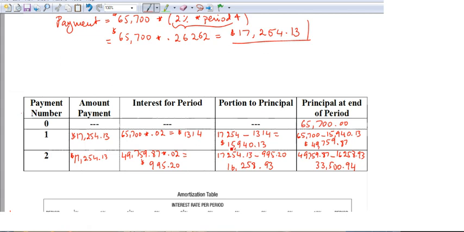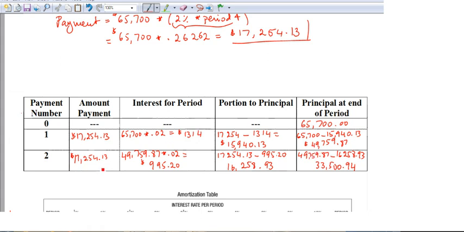And so the principal at the end of the period is the difference between the loan amount that was before minus the portion that went to the principal. So 65,700 minus 15,904.13, we end up with 49,759.87. So this is the principal at the end of the first period, after the first payment.